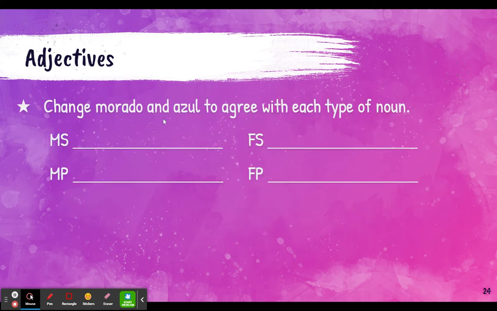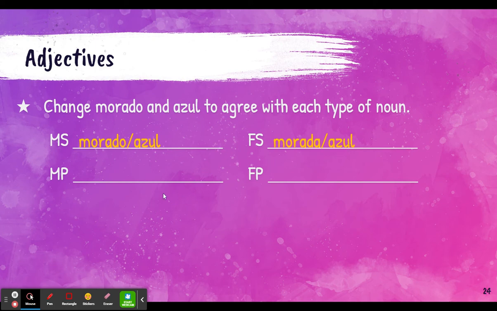So let's practice with morado and azul. Let's change morado and azul to agree with a masculine singular noun. It's morado, azul. And if we were to change morado and azul to agree with a feminine singular noun, it is morada and azul. Because azul ends in an L, we do not change it.